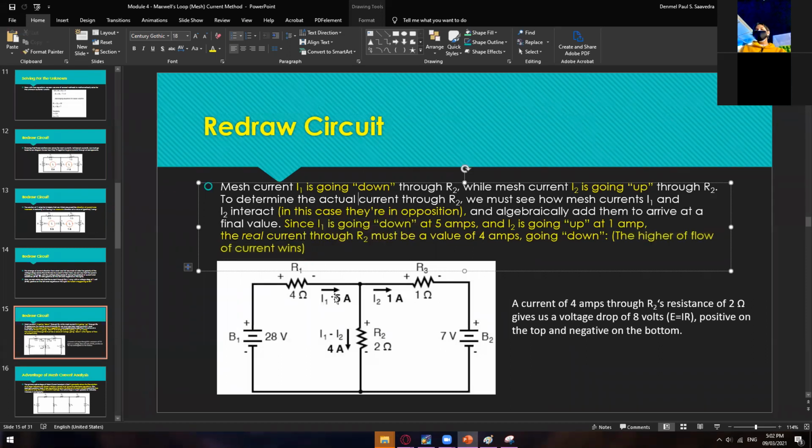All right, so at this point we have 5 amps, and then it will be separated by 2. So again, by applying the KCL, what is entering the node must be equal to what is leaving the node. Okay, so 5 amps is equal to 1 amp plus 4 amps.